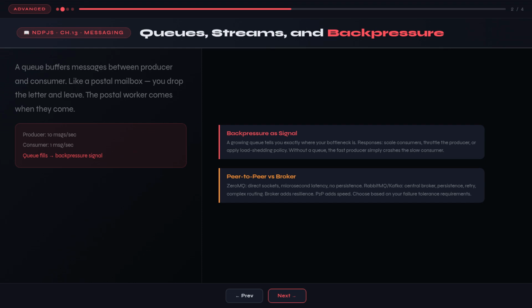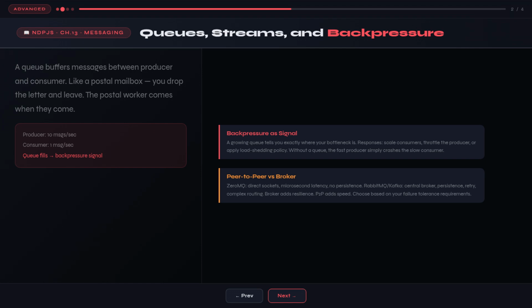Before you can understand pub/sub, pipelines, and task distribution, you need a solid mental model of what message queues and streams are and why they're different from direct function calls. A message queue is a buffer between a producer and a consumer. The producer puts messages into the queue and moves on immediately. It doesn't wait for the consumer to process the message. The consumer reads from the queue when it's ready and processes messages at its own pace.